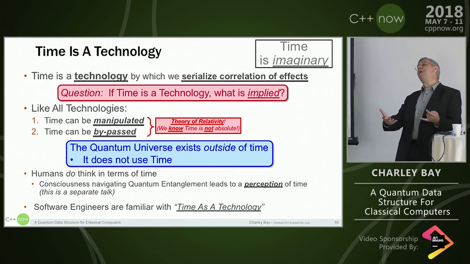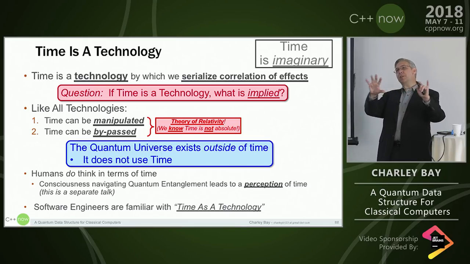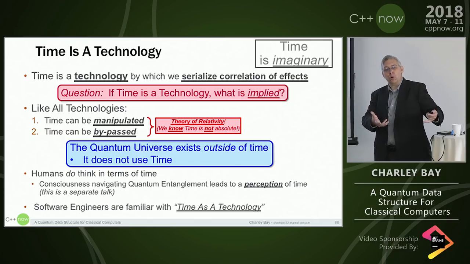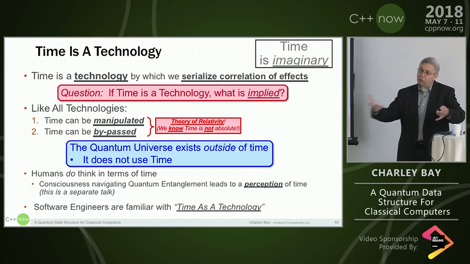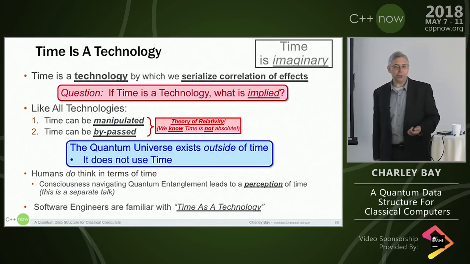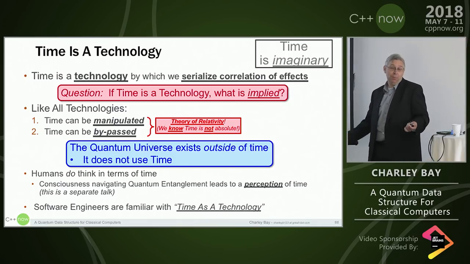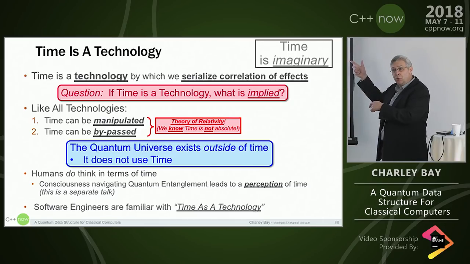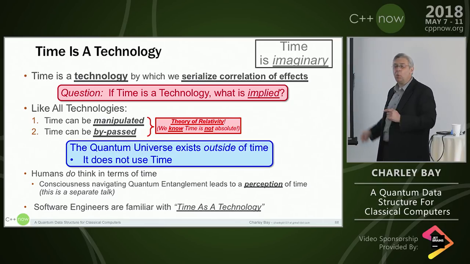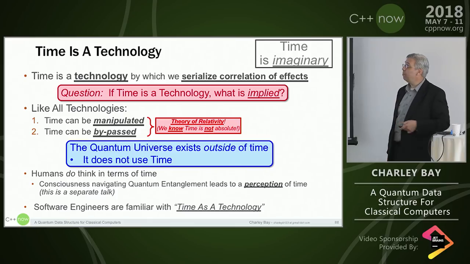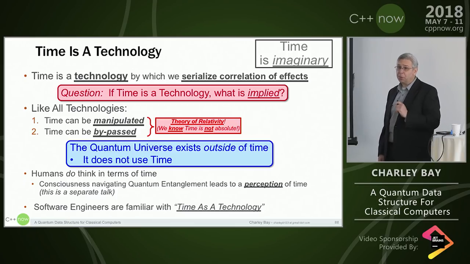It's a model by which I'm going to describe things, and consistent with this model, I'm going to use that as a tool to predict things or structure things or maintain invariance. And that sounds like a very useful tool. Oh, it is. Most people use time a lot. So if time's a technology, what's implied? We're going to use it as a tool, but all technologies can be manipulated and bypassed, and we can do that with time. And we software people are actually very familiar with this already. We do this all the time, especially on multi-core.